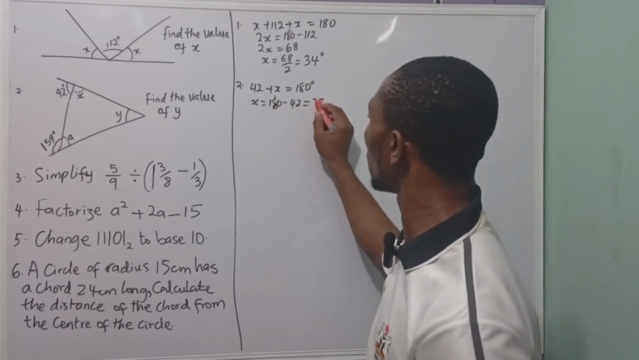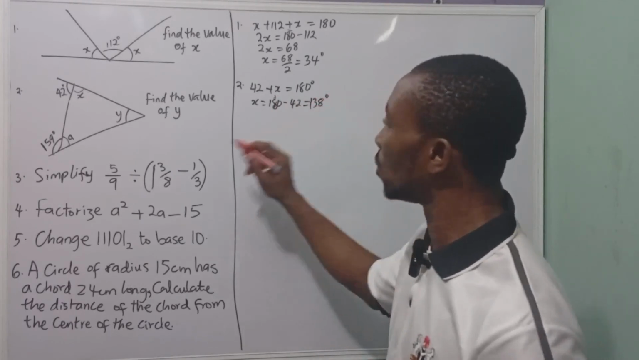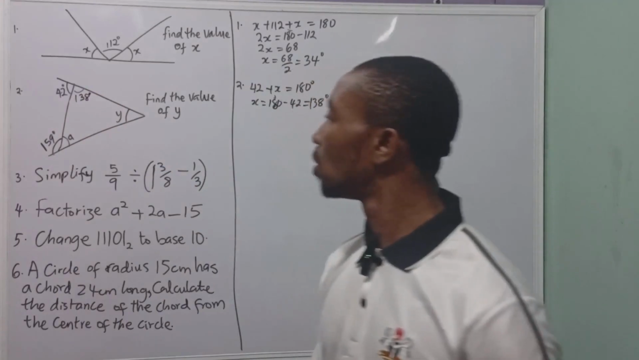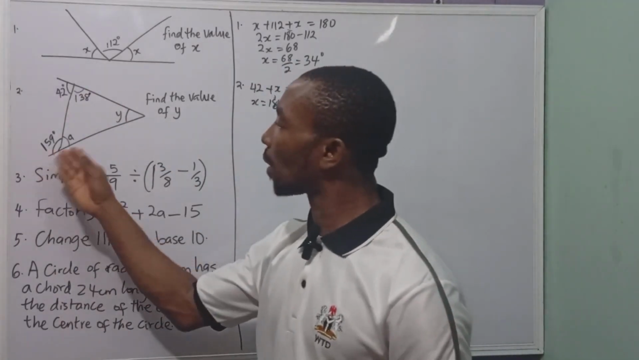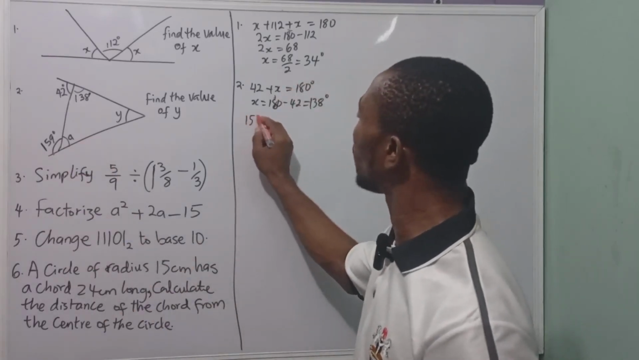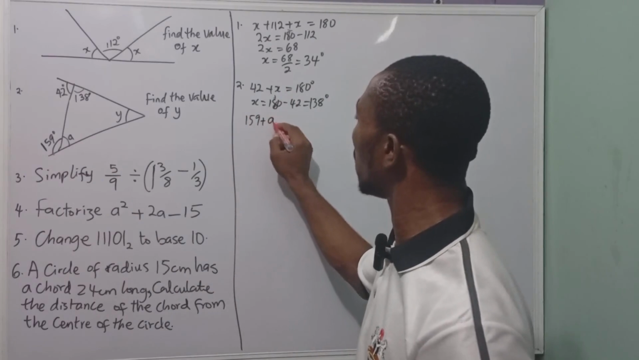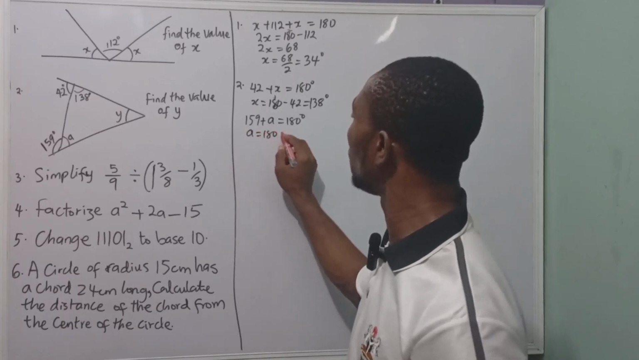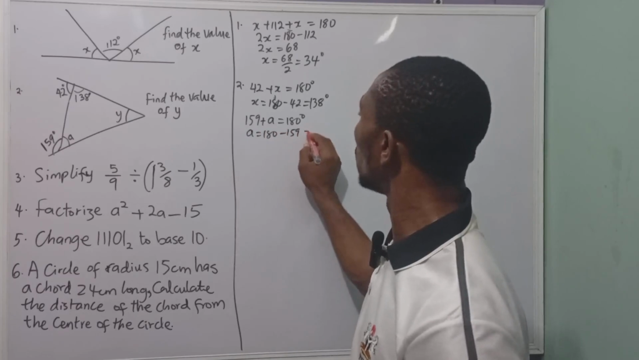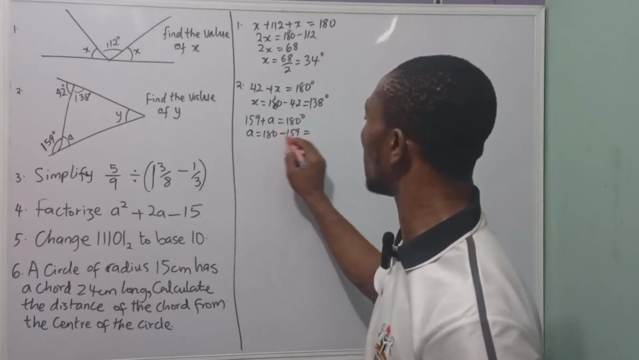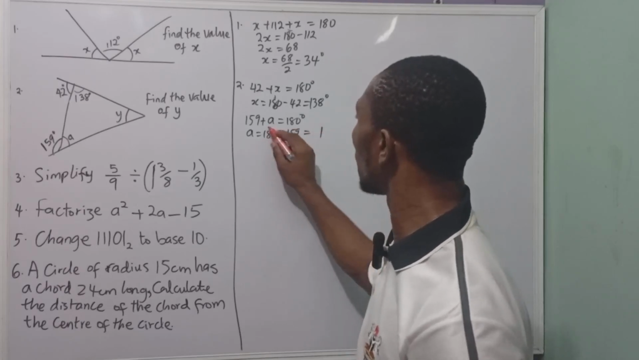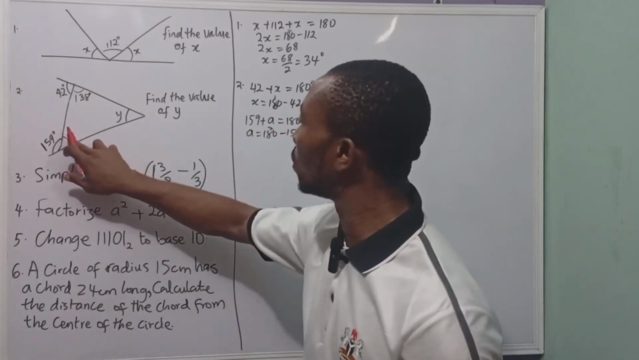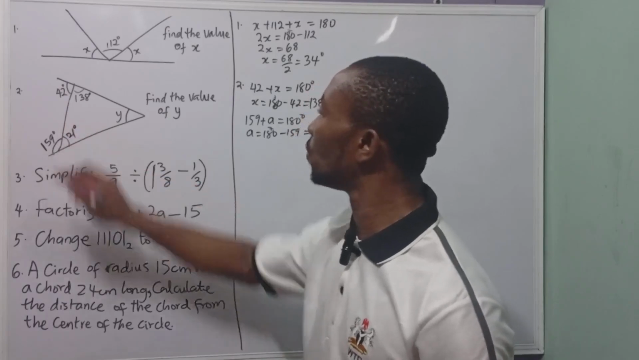which gives us 138 degrees. So our value of x here will be 138 degrees. Alright, now for our other part, we have 159 plus a equals 180 degrees. So our a would be 180 minus 159, which gives us 21 degrees. So this gives us 21 degrees.